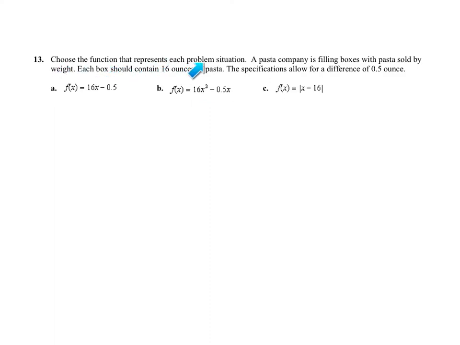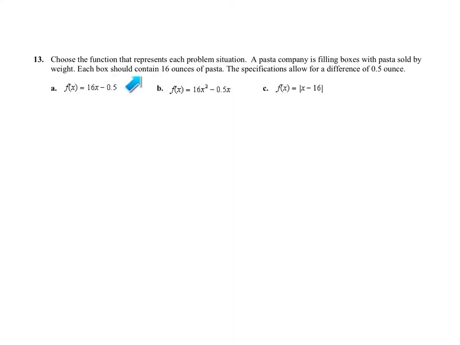Choose the function that represents each problem situation. A pasta company is filling boxes with pasta sold by weight. Each box should contain 16 ounces of pasta. The specifications allow for a difference of 0.5. So in a perfect world, every box of pasta would have 16 ounces of pasta in it. But things aren't always perfect, and that's why we allow for specifications of 0.5 ounces. So here we could have over by 0.5 and we could have under by 0.5.